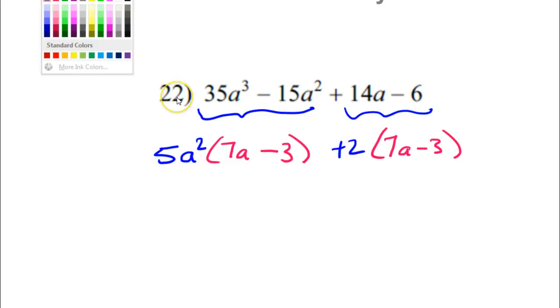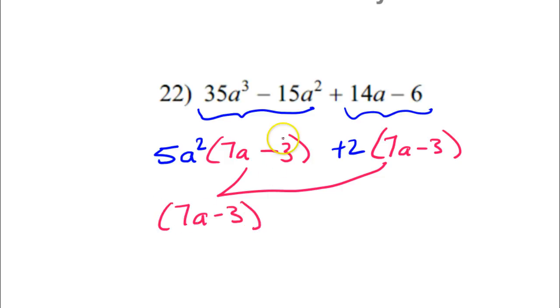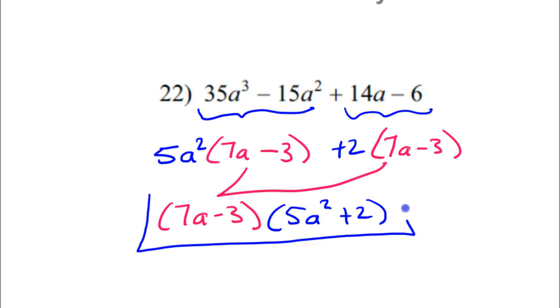Once again, my parentheses are the same. That means this is a GCF. So I will pull it out front, like I always do with all the GCFs. That leaves the blue part behind. So I'm going to have 5a squared plus 2 left behind. This is non-perfect squares, and this is addition, so this is not factorable. So this is your final answer for number 22.